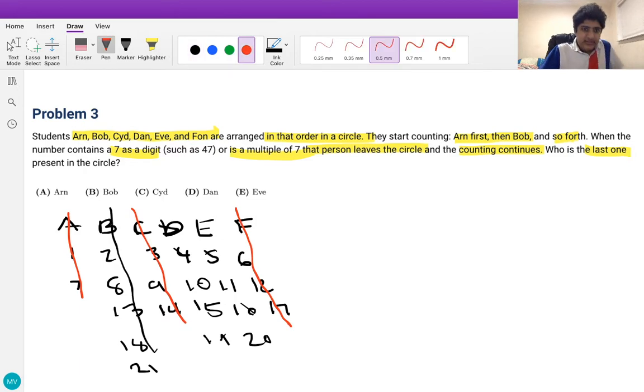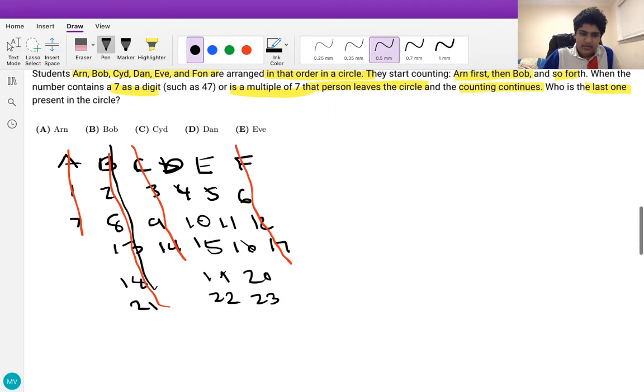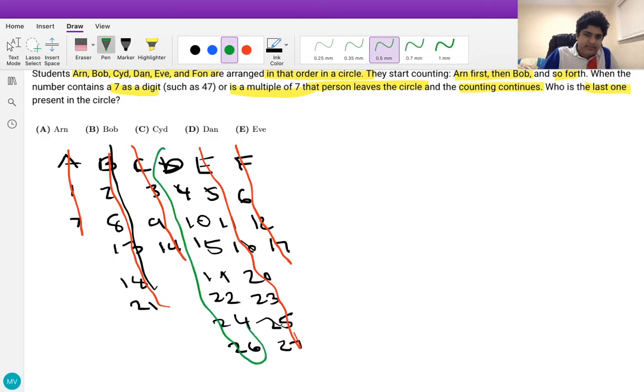So now it's just a showdown between Dan and Eve. Dan says 22, Eve says 23, and at this point we notice that Eve is going to only say odd numbers and say 27. So like this, 24, 25, 26, and 27, which means that Eve is going to be kicked out, and Dan is the last one in the circle, which is answer choice D.